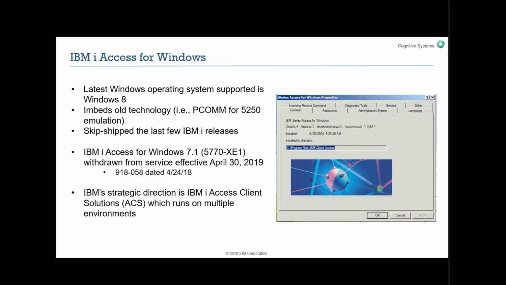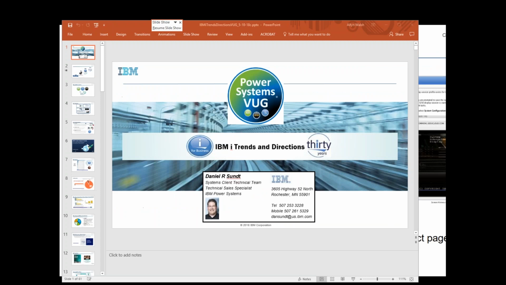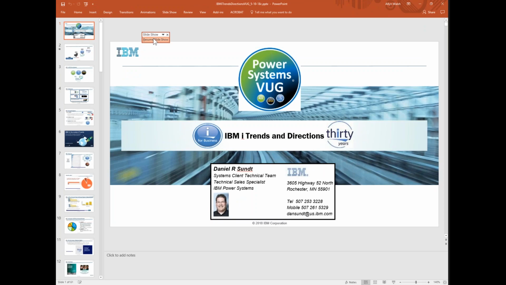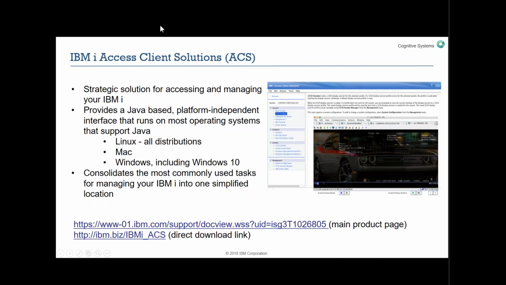So Dan, we didn't see your window move to the ACS screen. You're still stuck at iAccess for Windows. I don't think it advanced for you. Yeah, it says screen sharing is now paused. Okay, so you just stop there, back at the beginning, and now it's just black. Right, now I can see. Okay, now we're at the ACS. All right, I'm sorry about that.